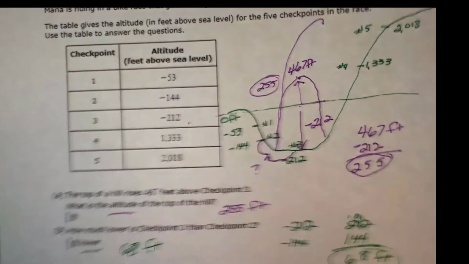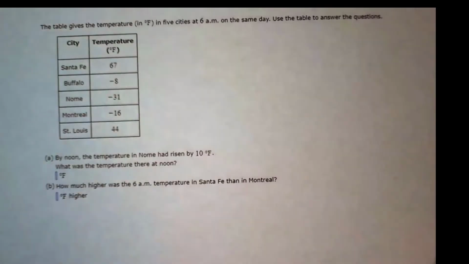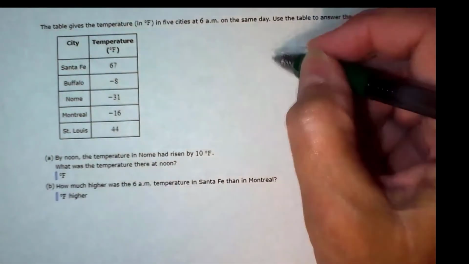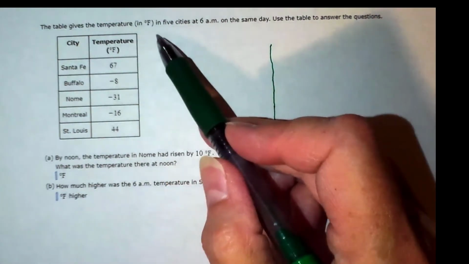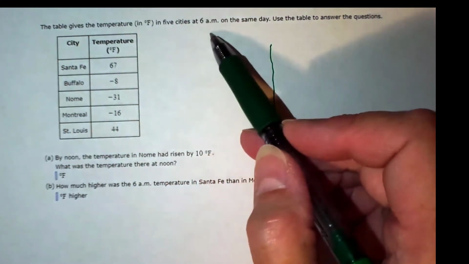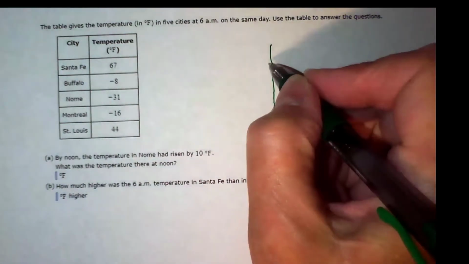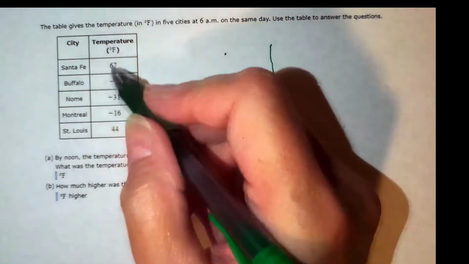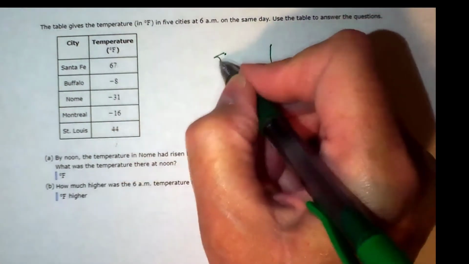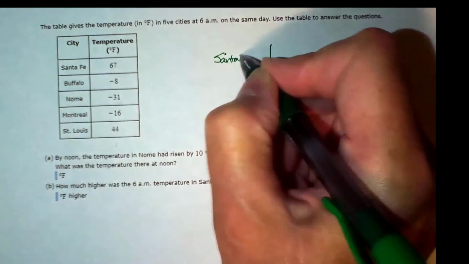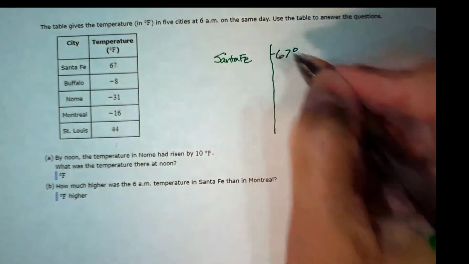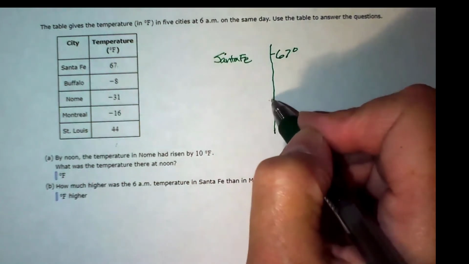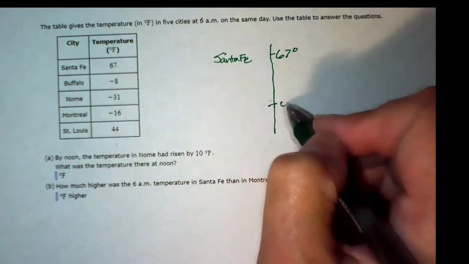So that's one example. This one, I'm going to be using a thermometer, so I just use a vertical number line. The table gives the temperature in degrees Fahrenheit in 5 cities at 6 a.m. on the same day. Use the table to answer the questions. So I've got Santa Fe, which is the highest. Santa Fe's at the top at 67 degrees. I'm going to put 0 about here.